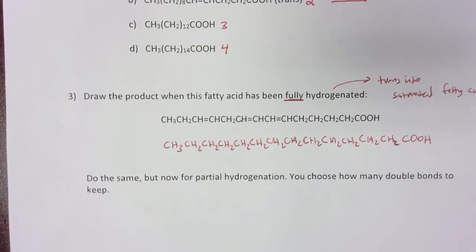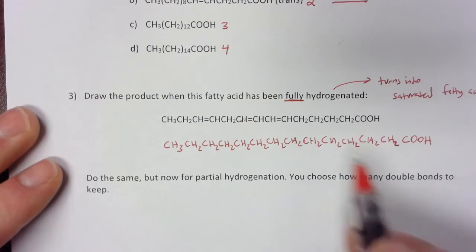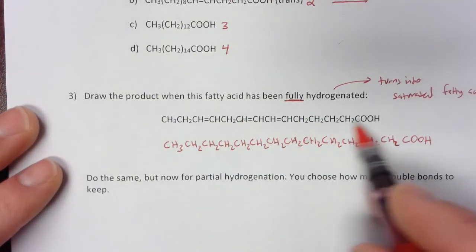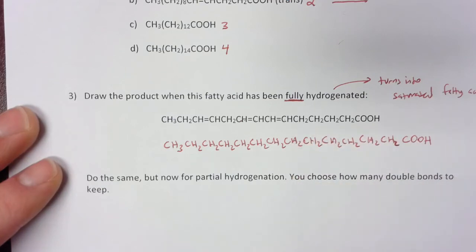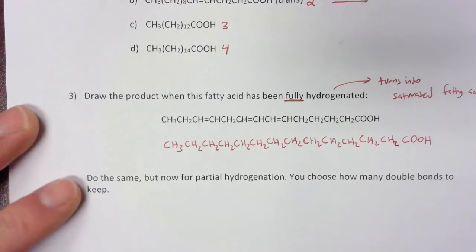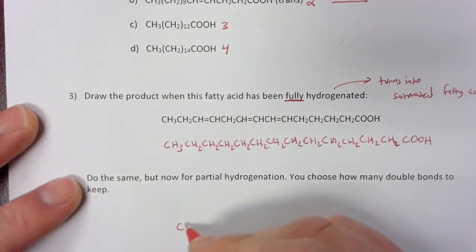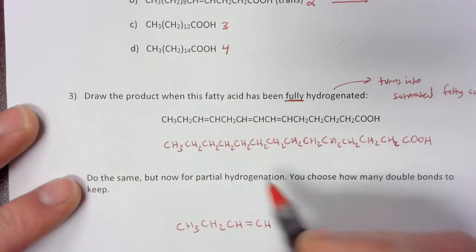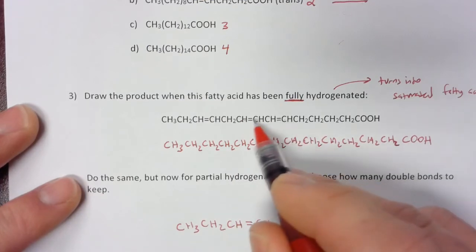The next part of the question says, do the same, but now for partial hydrogenation, you may choose how many double bonds to keep. Partial hydrogenation means that we limit the amount of hydrogen that we're adding to the reaction. And so only some of these double bonds are going to get hydrogenated. So I will just leave one double bond in the structure, and I'll say that we added enough hydrogen to hydrogenate 2 of the 3.